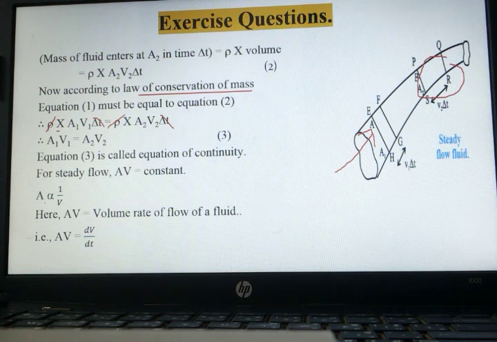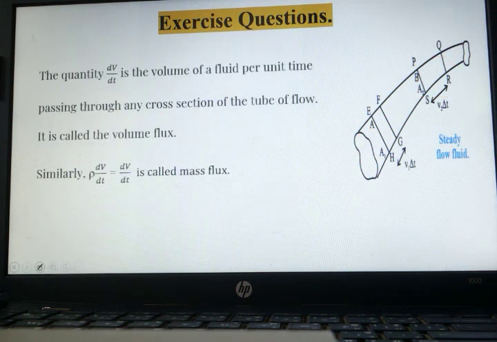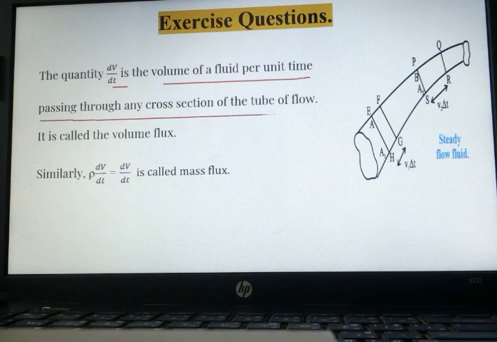What does this state for us? Area is inversely proportional to velocity, and AV is also called the volume rate of flow of liquid. AV is equal to dV upon dt. The quantity dV by dt is called the volume of a fluid per unit time passing through any cross-sectional area of the tube. What is dV by dt called? Volume of the fluid per unit time passing through any cross-section of the tube of the flow. It is called volume flux.